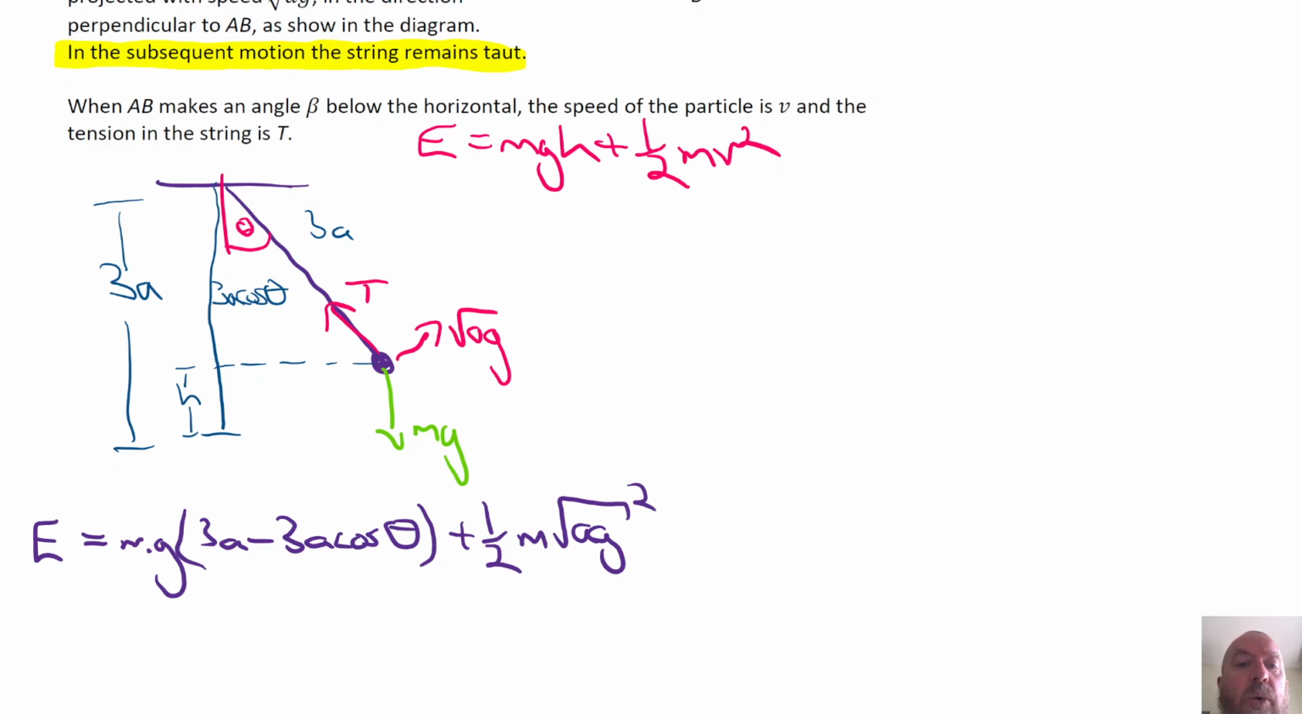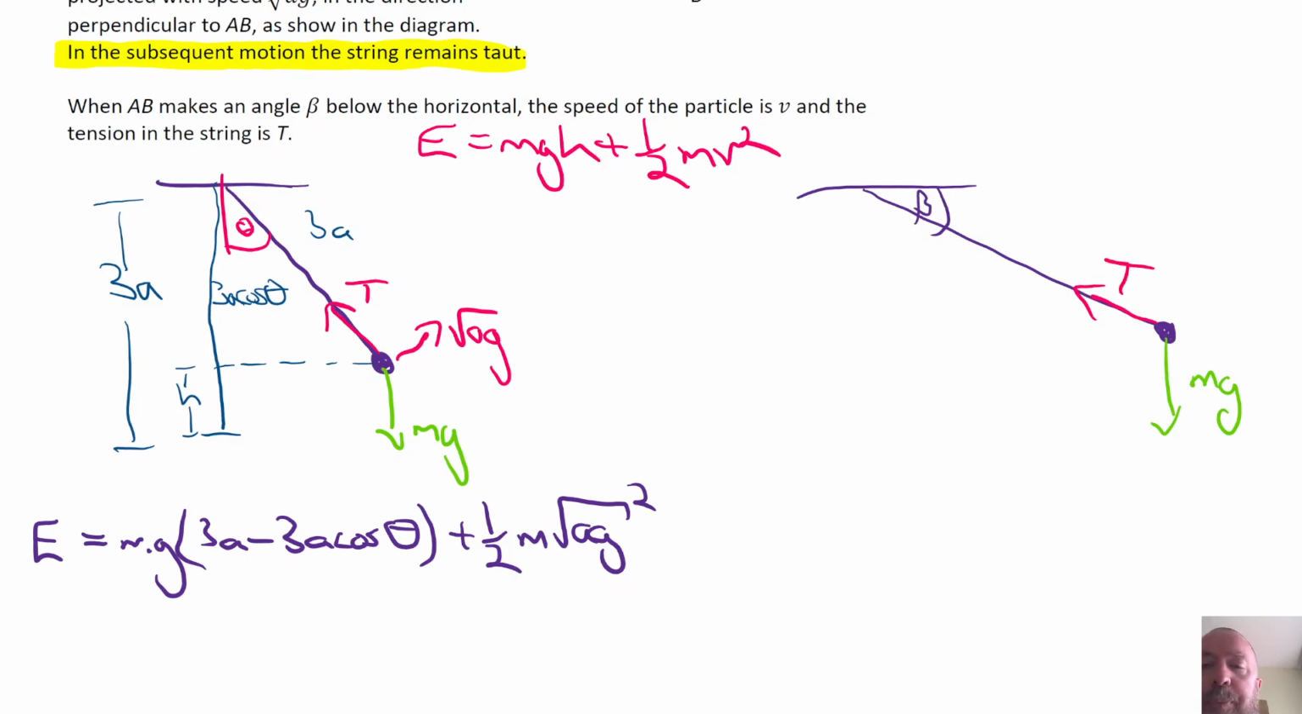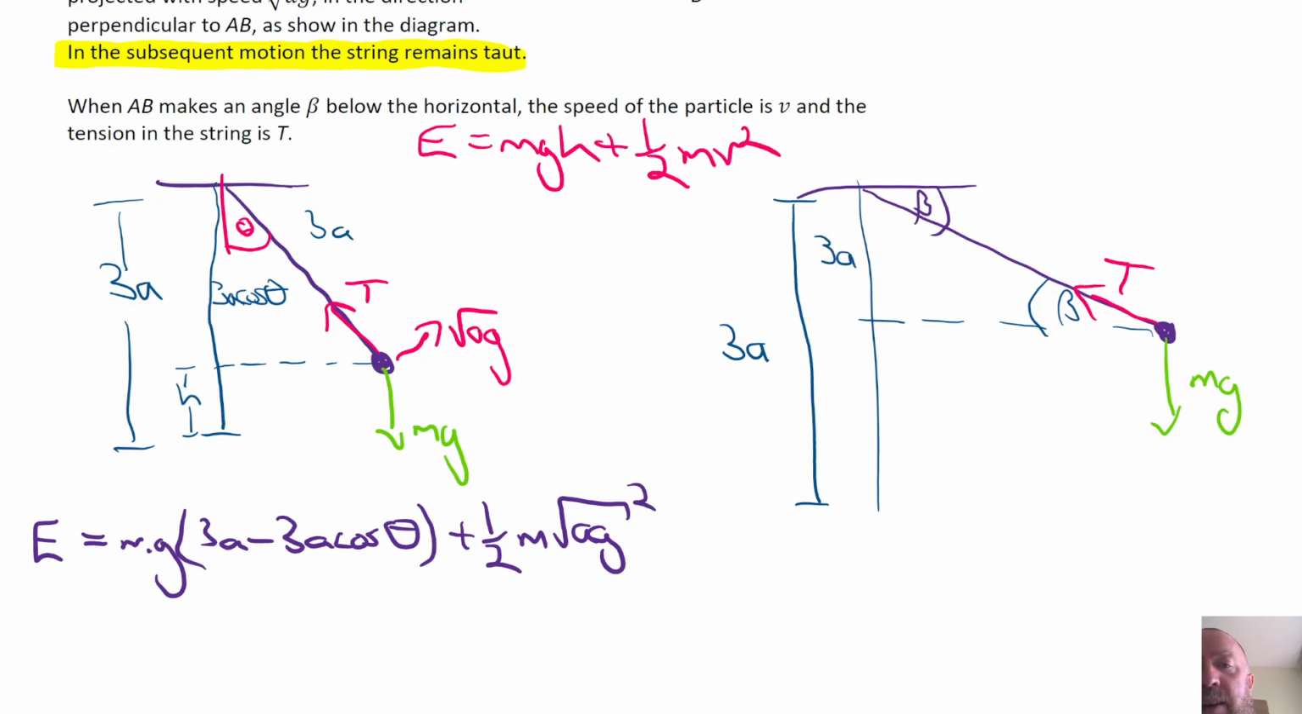Okay, so then we go again and we can draw another one where beta is here. We have our mass here. I think the image is going mental, but hopefully it'll make sense. mg down, tension that way, and we can find the height again, where we have 3a being the length of the string, and so if that's beta, that's beta. So this is 3a sine beta.